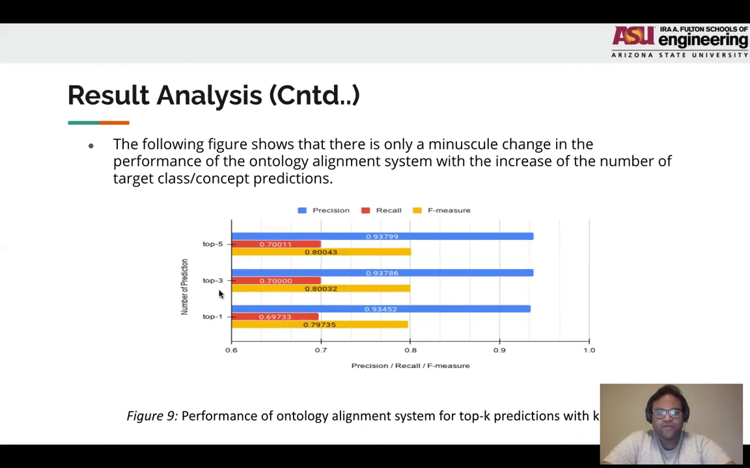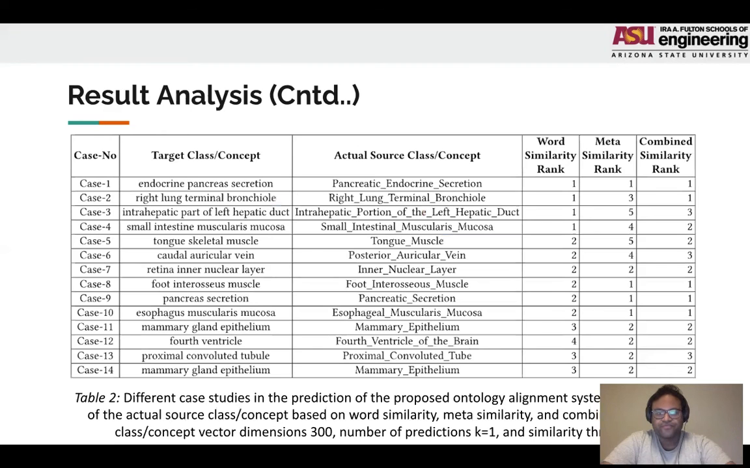Similarly, for the top 5, top 3, and top 1, we can see that our tool can be used as an assistive tool for the domain expert. The domain expert does not have to go through the entire dataset. They can have a smaller dataset, which will help them to find the actual answer.